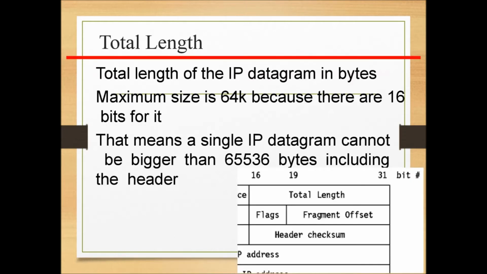Total length. The next specific portion or field of the IPv4 header is total length. So dear students, you can see over here, total length of the IP datagram in bytes. Maximum size is 64K because there are 16 bits for it. That means a single IP datagram cannot be bigger than 65536 bytes including the header.